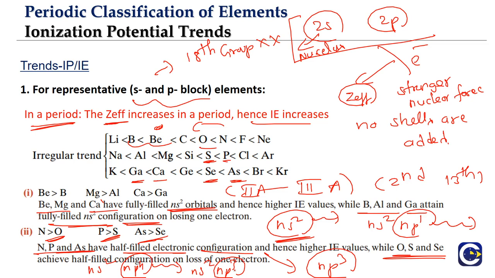13th group element will be less than the second group. Means the boron family will be less than the second group. So these are the reasons for the anomaly.